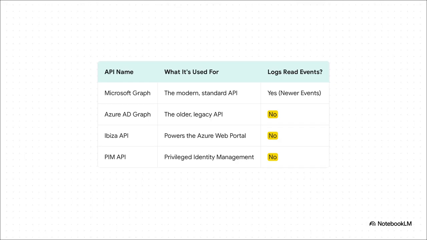And a smart attacker knows this. So instead of using the new, shiny, and very well-monitored Microsoft Graph API, they'll intentionally use these older, kind of forgotten entry points. We're talking about the old Azure AD Graph or the Ibiza API that powers the web portal. These are the backdoors. They can poke around using these APIs all day long, and those crucial read events just never get logged. It's like they were never there.